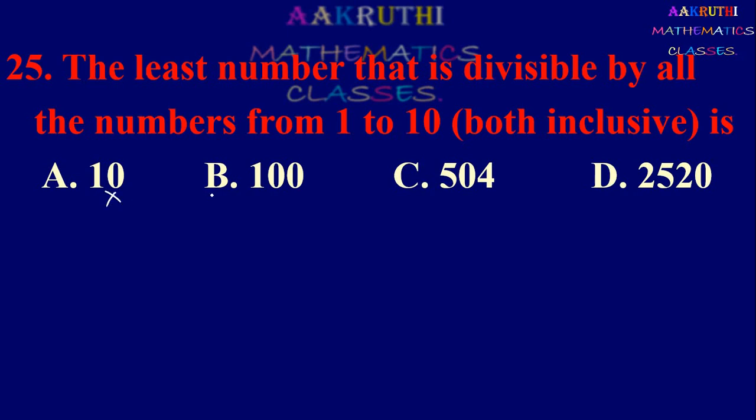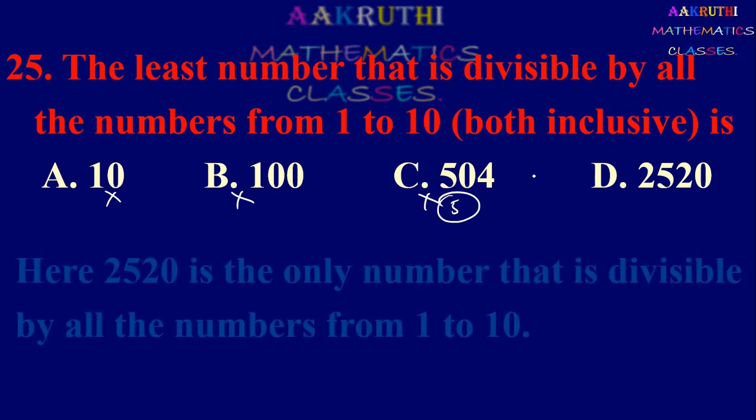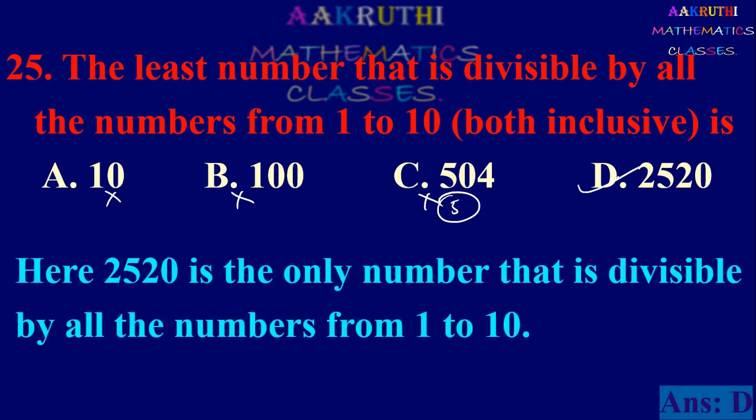So therefore option A is wrong. So here 100 is not divisible by 3, so therefore option B is also wrong. 504 is not divisible by 5, so it is not divisible by 5. So therefore option C is also wrong. So here remaining is 2520. So this number is the only one divisible by all the numbers. So therefore correct option is option D.